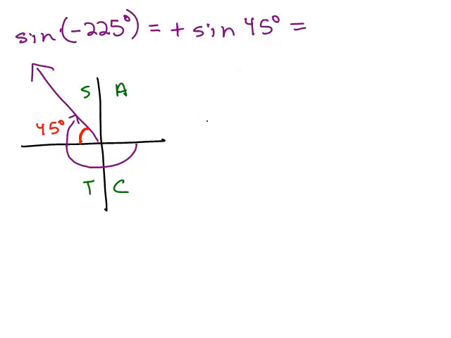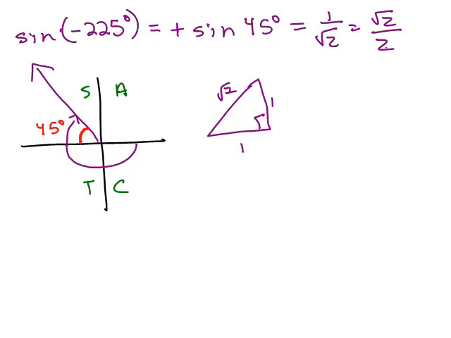And then either you've memorized that, or you could draw a picture of the 45, 45 triangle. It's 1 over square root of 2, which, if you rationalize it, is square root of 2 over 2.